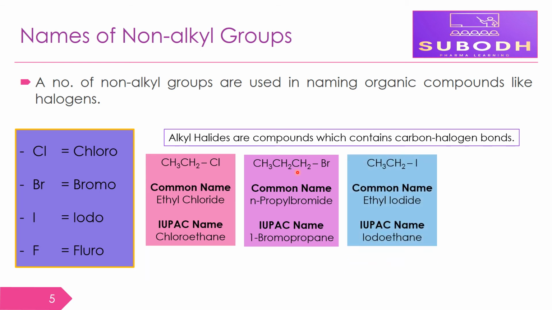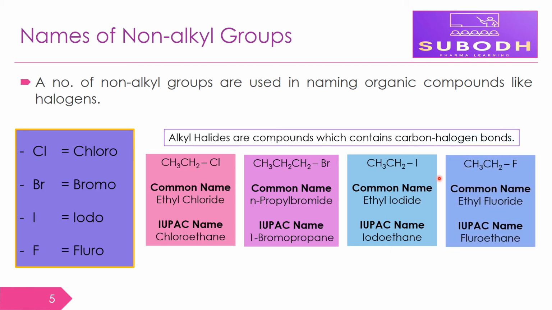Now see the example of iodine. The iodine is attached to ethyl group. So it is named as ethyl iodide in common system, and the IUPAC name of this compound is iodoethane. When fluorine is attached to ethyl group, it is named as ethyl fluoride, and the IUPAC name will be fluoroethane.